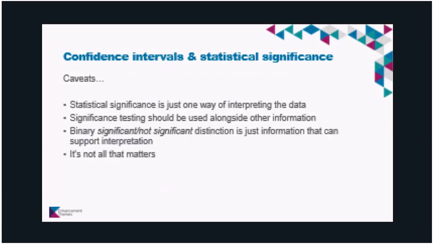Okay, and then just some caveats. So statistical significance, there's been some criticism recently about people using it as a kind of be-all and end-all. It is just one way of interpreting data. It should be used alongside other things that you know. It shouldn't replace all your other judgment about what's meaningful and what's not. It's just a tool that you can use. And particularly when you decide that something is significant or not significant, that's just information that helps you do your interpretation. It's not the be-all and end-all. It's not all that matters. It's a useful tool. You can think of it as like the pinch of salt with which to take your NSS scores.